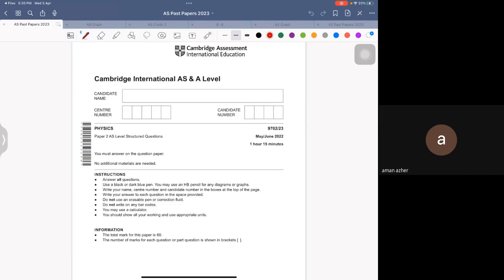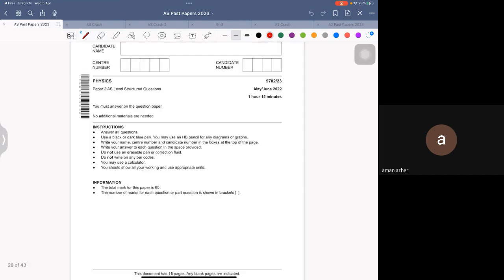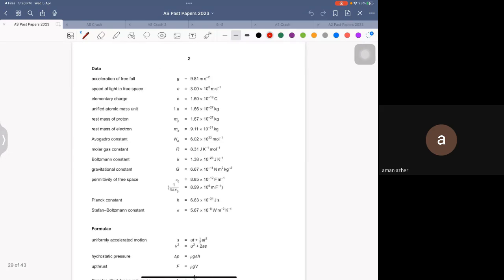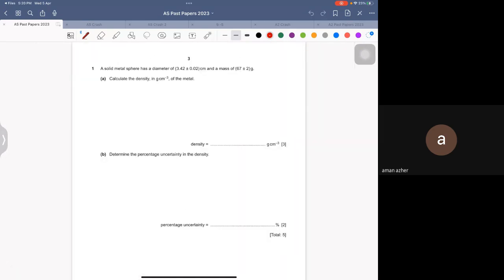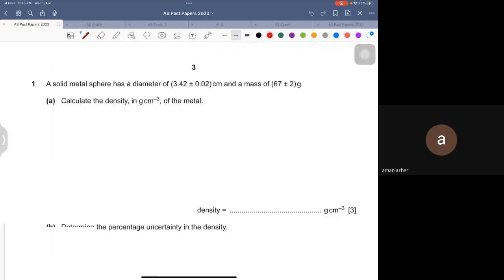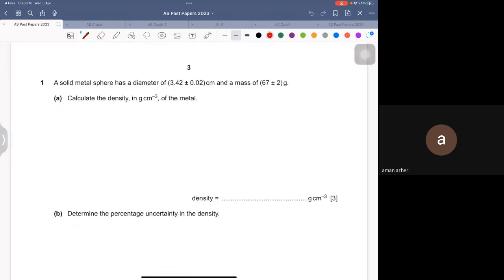Never mind. So we're gonna look at this. First question says the solid metal has the diameter of this, and the mass is this. And then it says calculate the density of the metal in grams per centimeter cube. So we have luckily grams and centimeter.